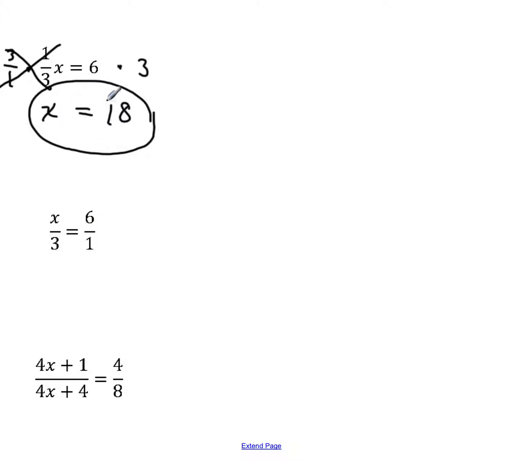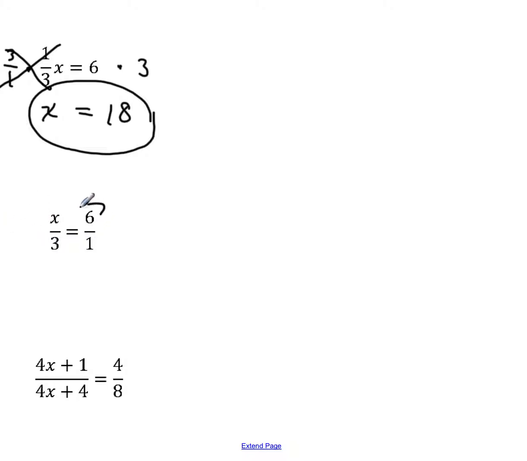In fact, this is the same problem as this, but I wanted to show you another way to do it. Notice the 1/3, you're missing the 1. Well, the 1 is right here. It's kind of hidden. 1/3 x equals 6, or 6 over 1. Same problem. Okay, so if I saw this, I might approach it a different way.